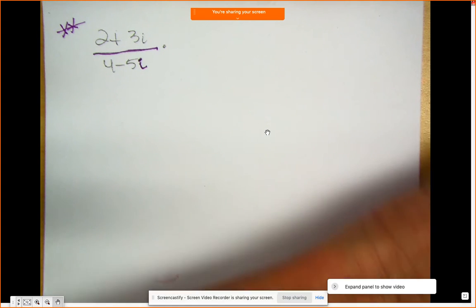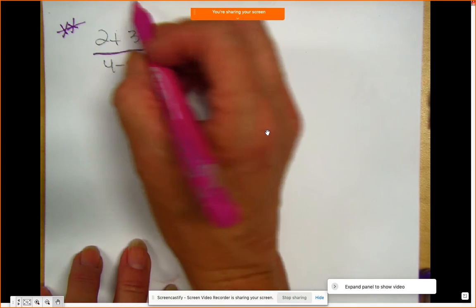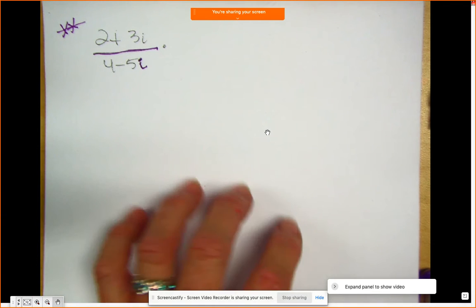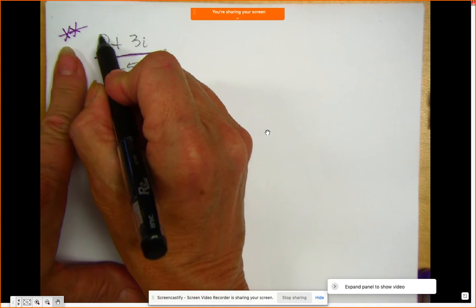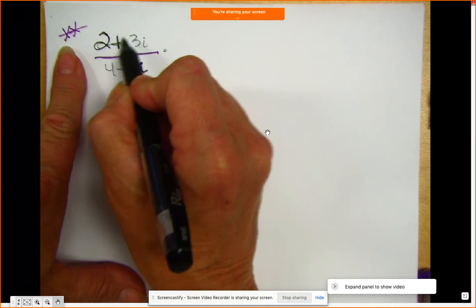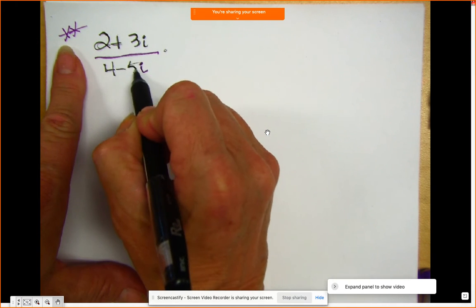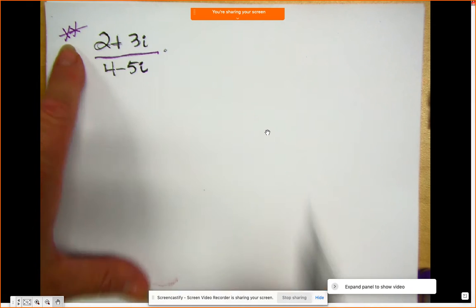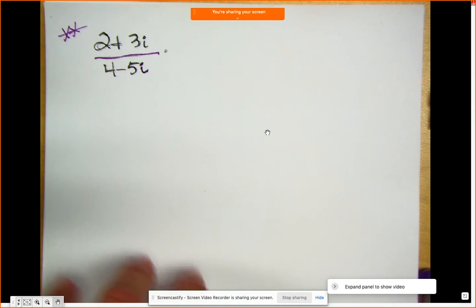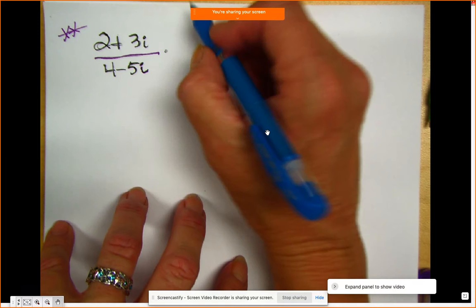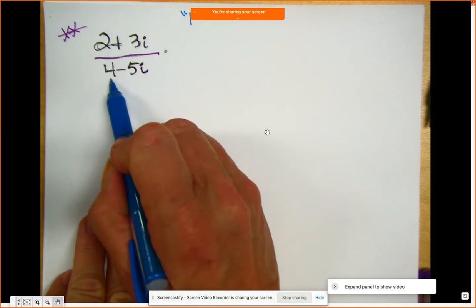Okay, I'm showing this one because I really, really like this one. I can imagine on the test that I would have something very similar. And I would ask you to simplify. That's all I will say is simplify. The rules say you can't have i on the bottom of a fraction. Okay, so to get rid of it, we're going to multiply by 1, but I'm going to use the conjugate.